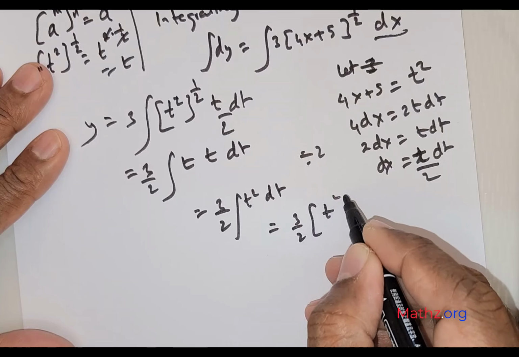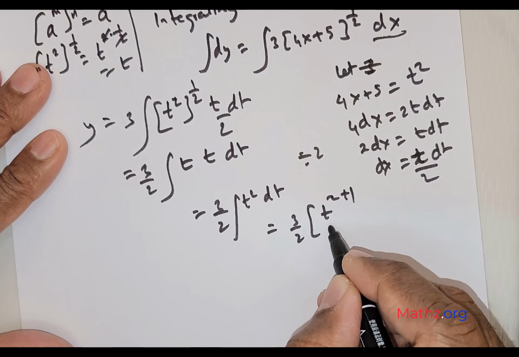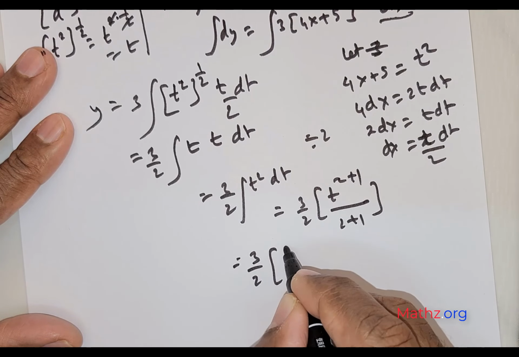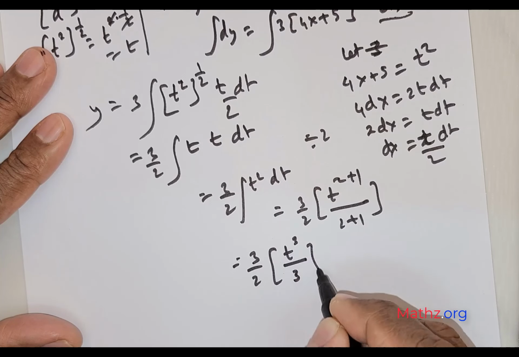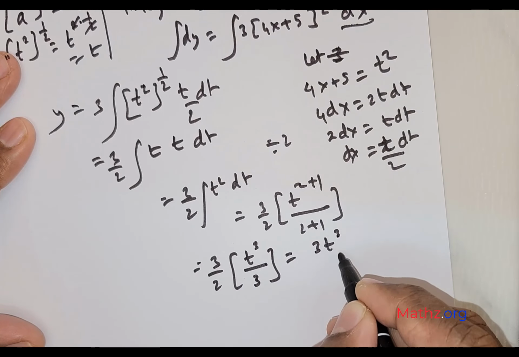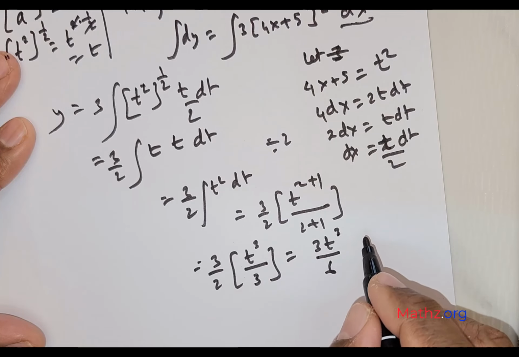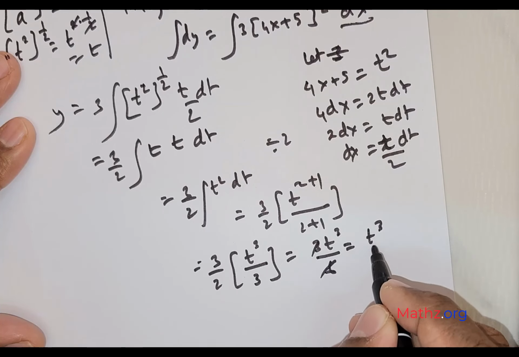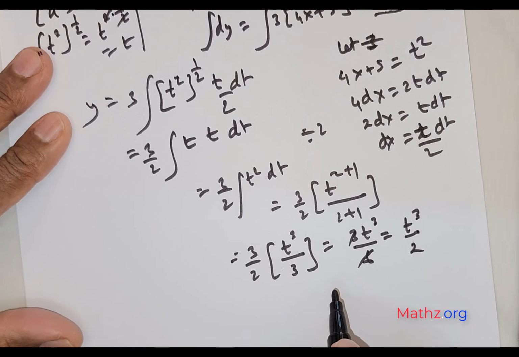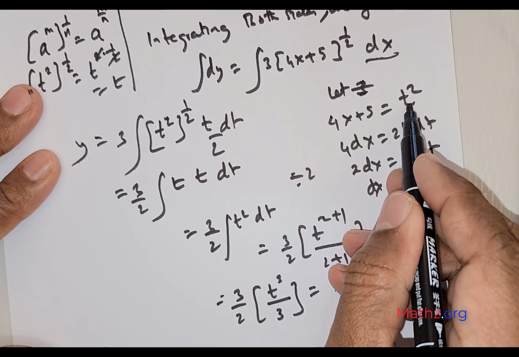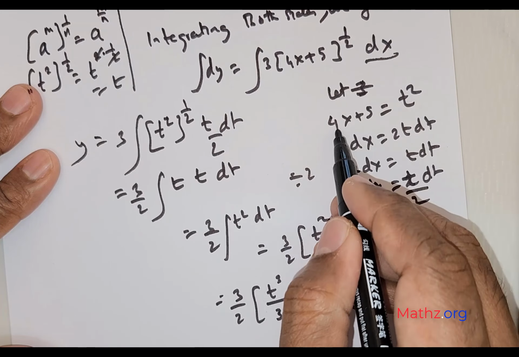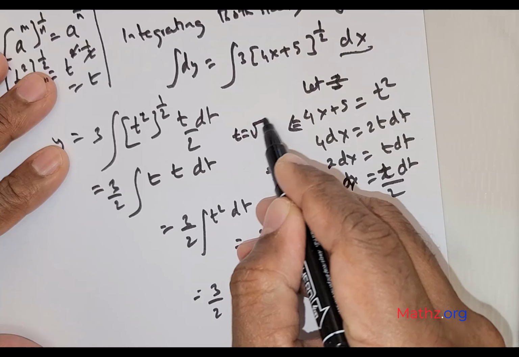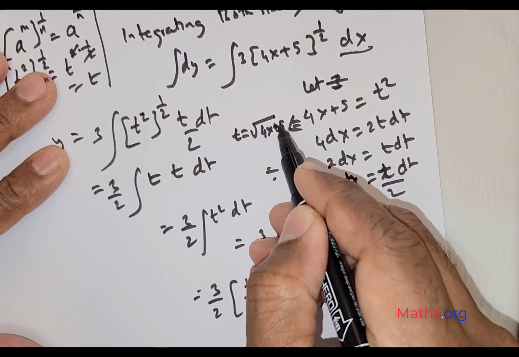Now integrating t squared would give you t raised to the power of 2 + 1 divided by 2 + 1. I can rewrite this as 3 over 2 times t raised to the power of 3 divided by 3, which is 3 times t raised to the power of 3 divided by 2 times 3 is 6. But 3 can divide 6 2 times, so I can rewrite this as t raised to the power of 3 divided by 2. But what is t squared? 4x + 5. And from here, what is t? t is going to be root of 4x + 5, right?